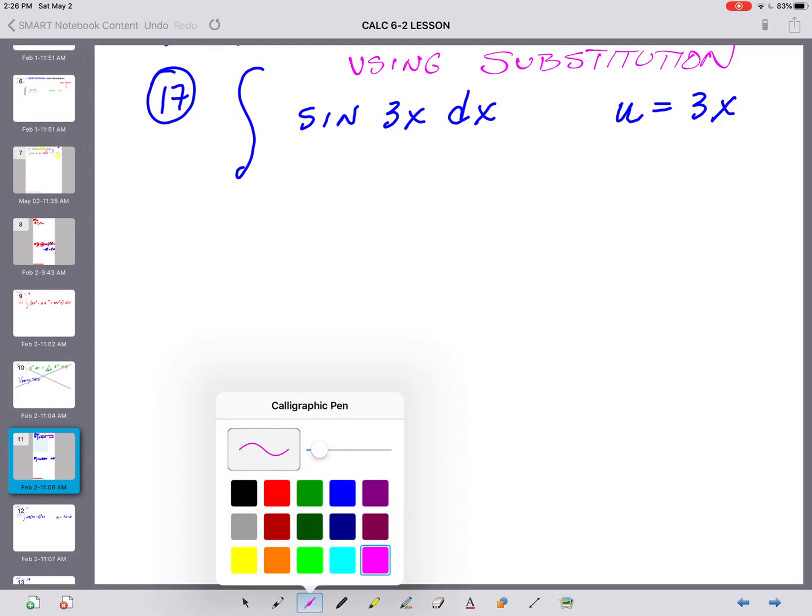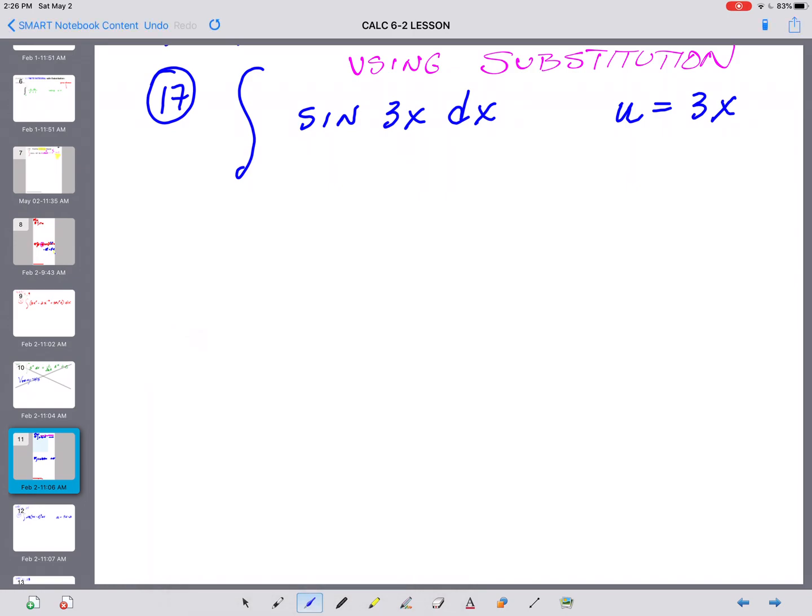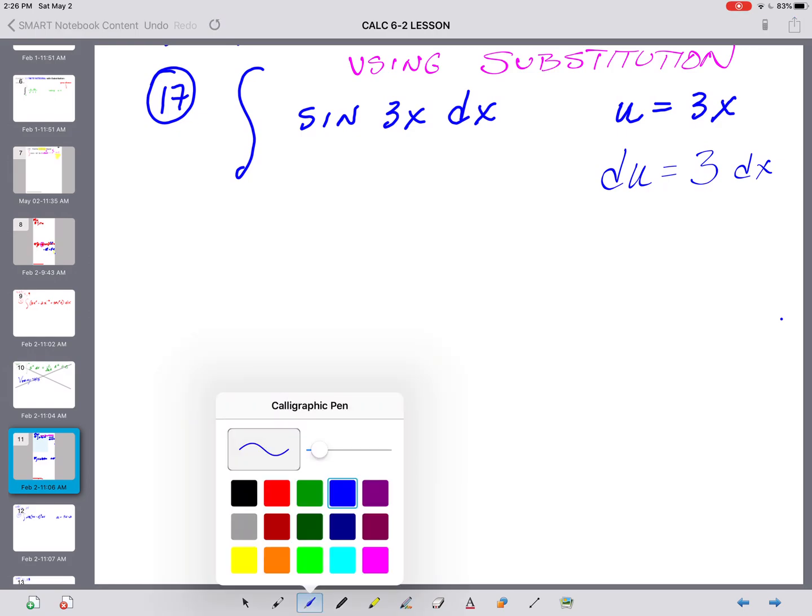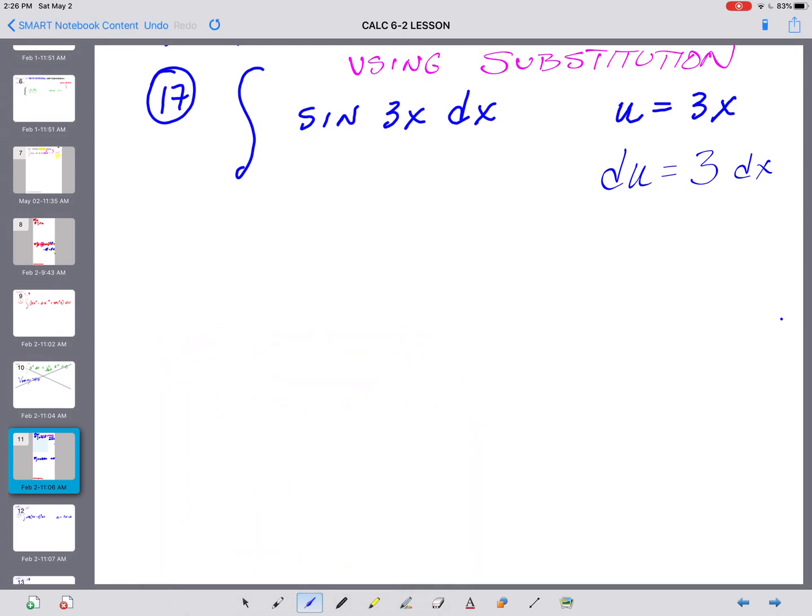The first thing, over on the right, it says u equals 3x. First thing, we got to do the du, the derivative of that. Well, what's the derivative of 3x? Just 3. And then I'm going to say dx. Now, I need exactly that.